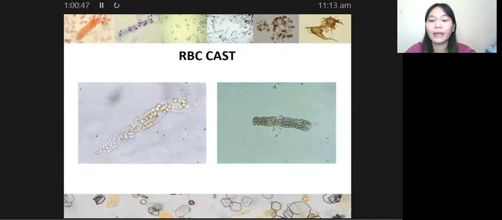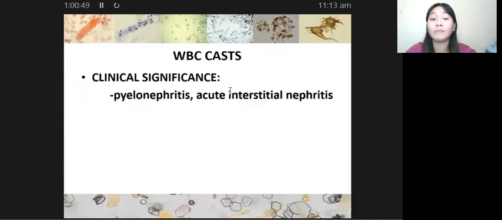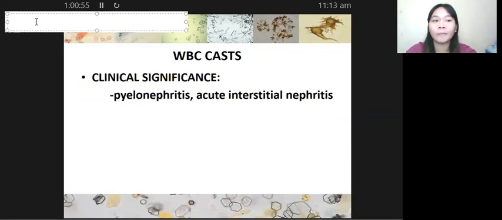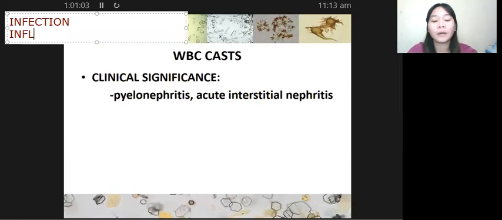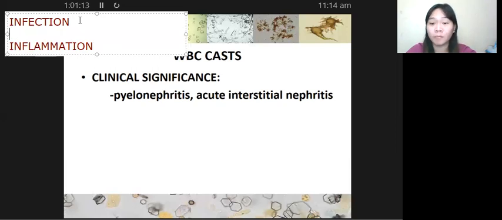Next na tayo, we have your WBC casts. Alright, so your WBC casts signify the presence of an infection or the presence of an inflammation within the nephron. Okay, kasi nga ang cast sa nephron lang po yan na-form.